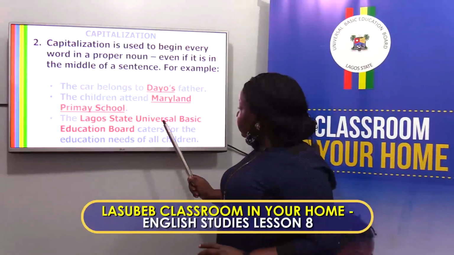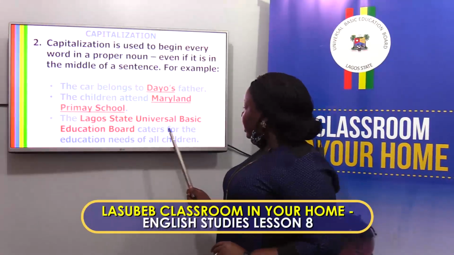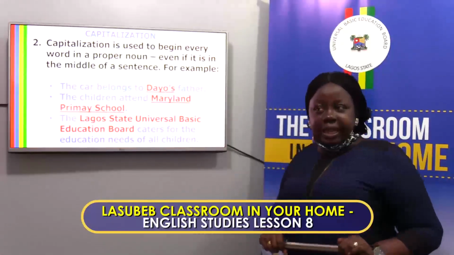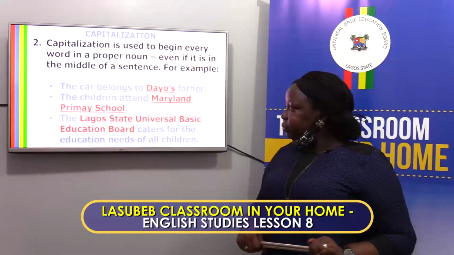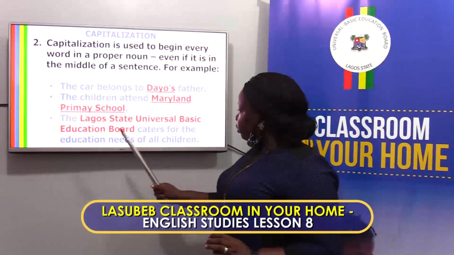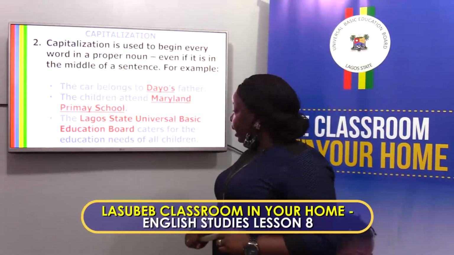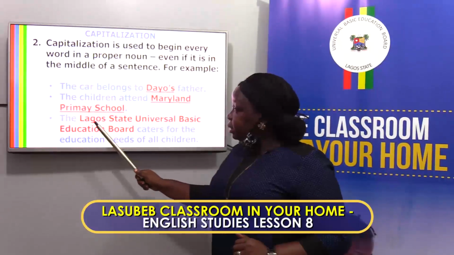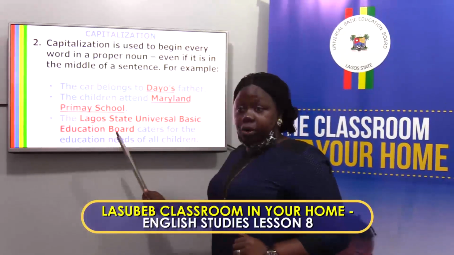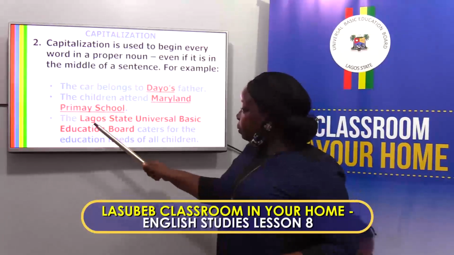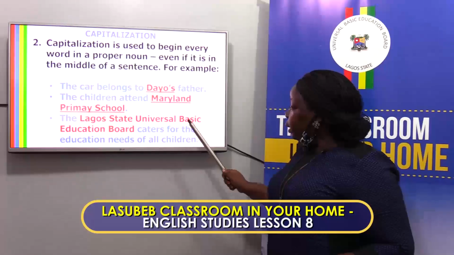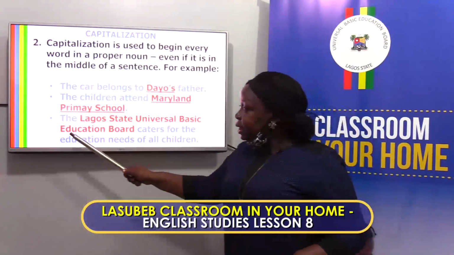The Lagos State Universal Basic Education Board caters for the education needs of all children within the basic education system. Lagos State Universal Basic Education Board is a proper noun. So we have the capital letter L, capital letter S, capital letter U, capital letter B, capital letter E, and capital letter B.